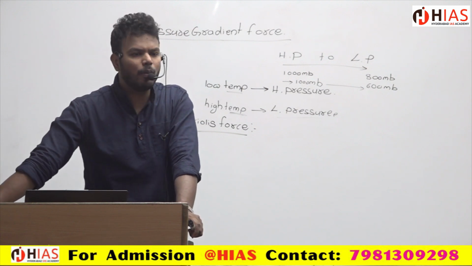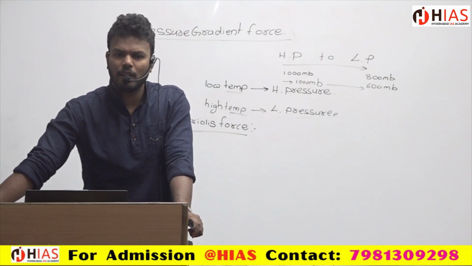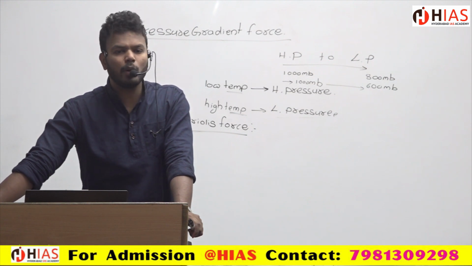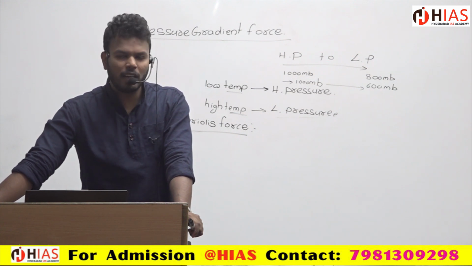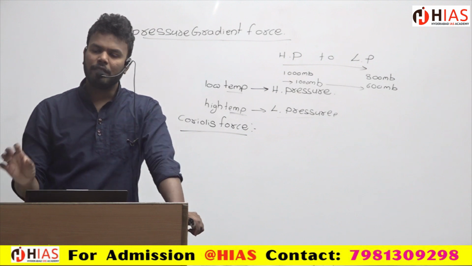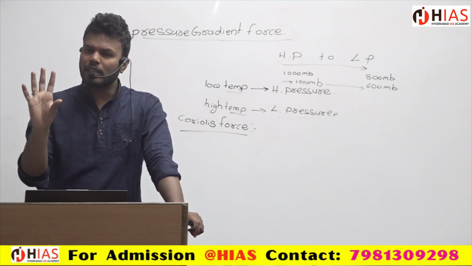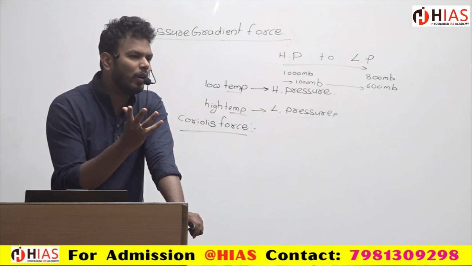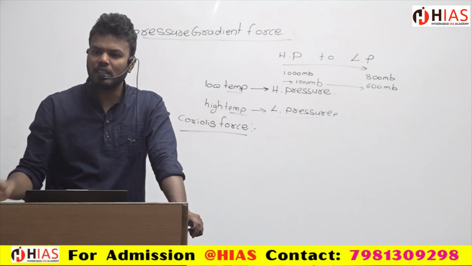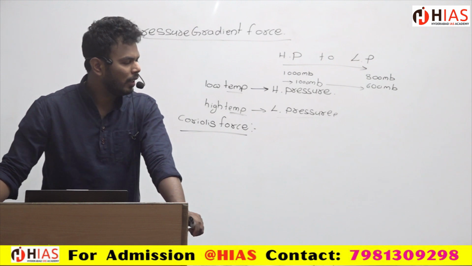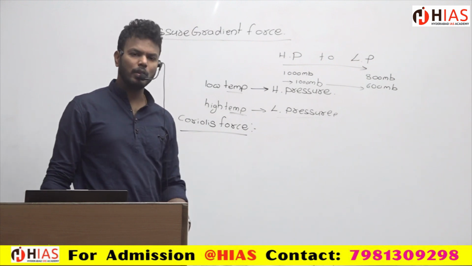What is the speed of the movement of the earth? Around 108,000 kilometers per hour. With that much speed, the earth is moving. Because of the movement of the earth, there are some changes which we are going to experience. That is what we explain in the Coriolis force.